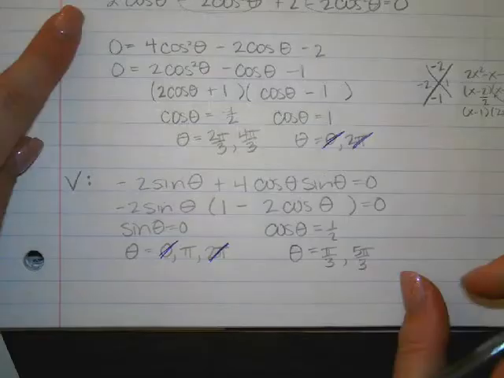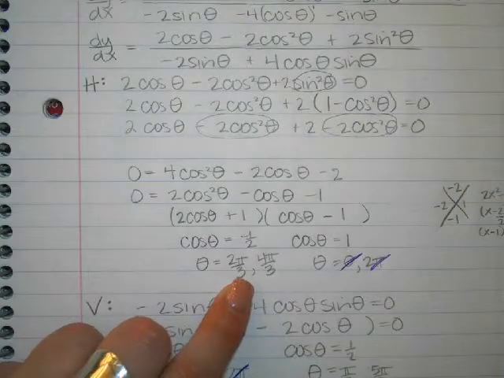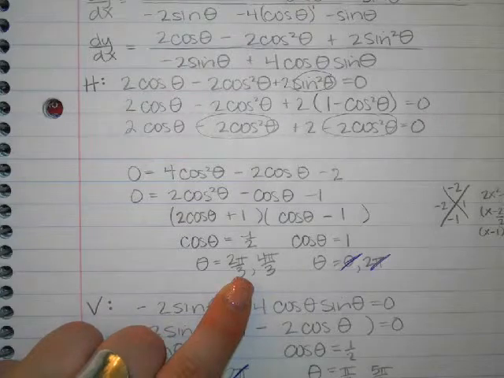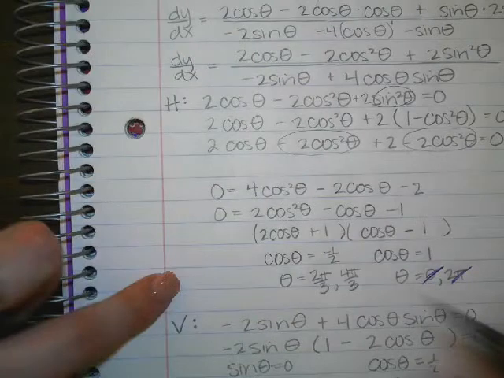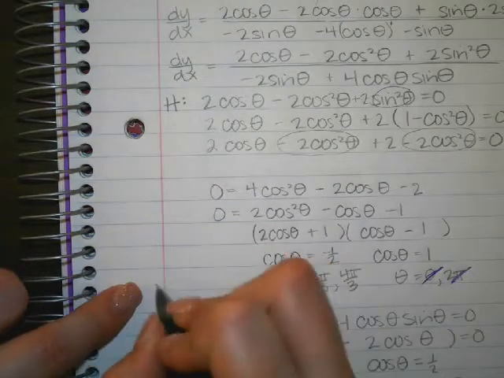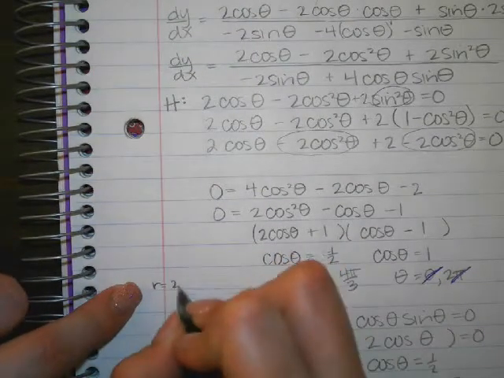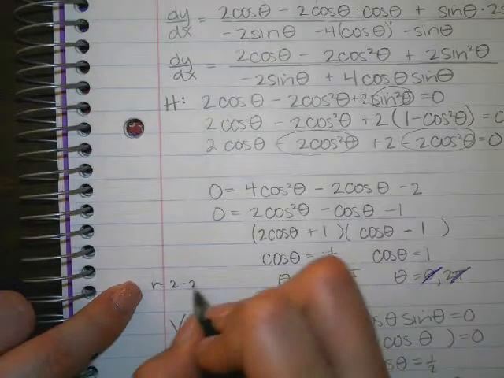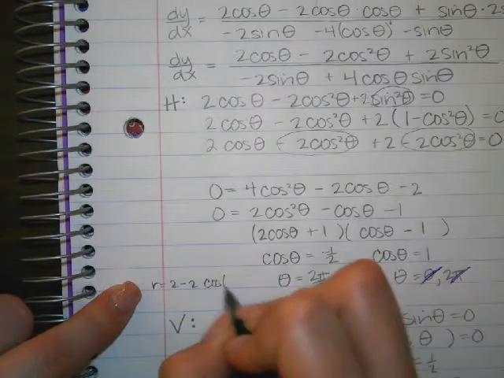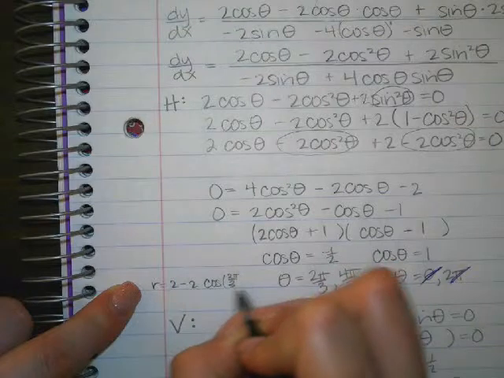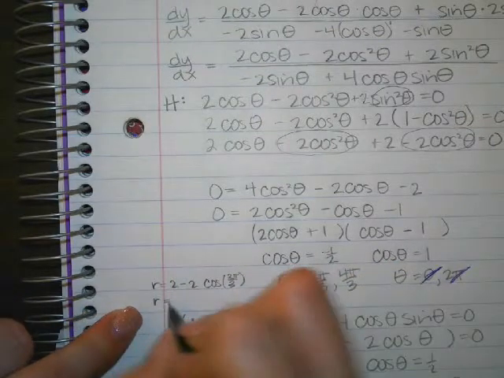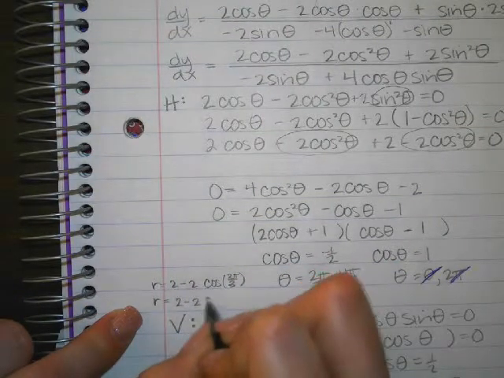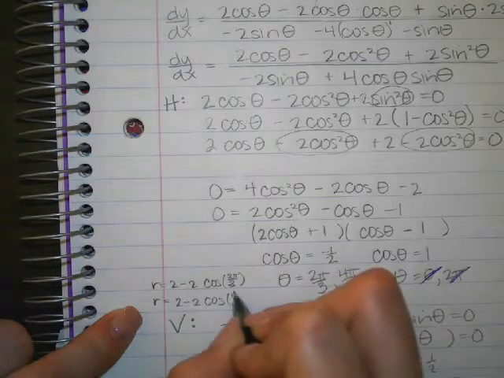So I'm going to go back up to these. And so I'm going to consider my equation, which was r equals 2 times 1 minus cos theta, or you could just say r equals 2 minus 2 cos theta. And I'm going to go ahead and use these equations. R equals 2 minus 2 cos of 2 pi thirds, and r equals 2 minus 2 cos of 4 pi thirds.